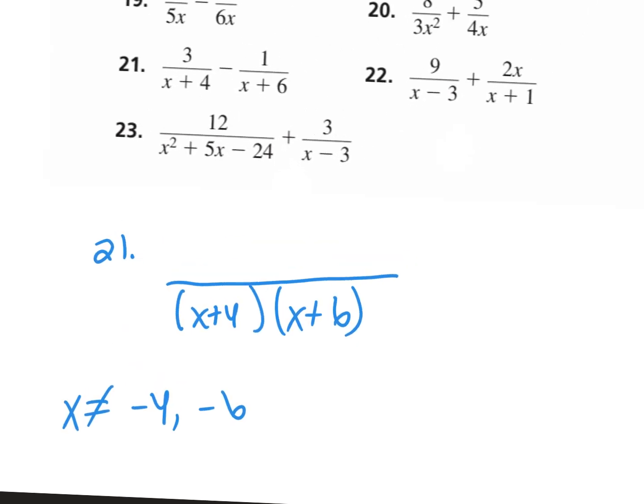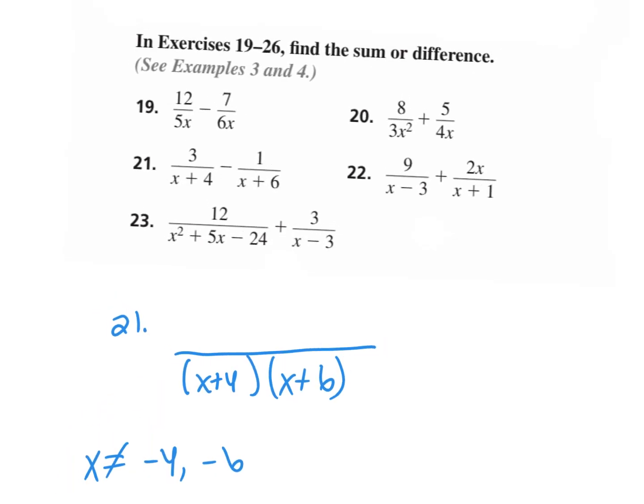So now we look and we say, okay, what does each fraction have? What is it missing? The first fraction has the X plus 4. What is it missing? The X plus 6, okay? X plus 6. The second fraction has the X plus 6. What's it missing? The X plus 4.